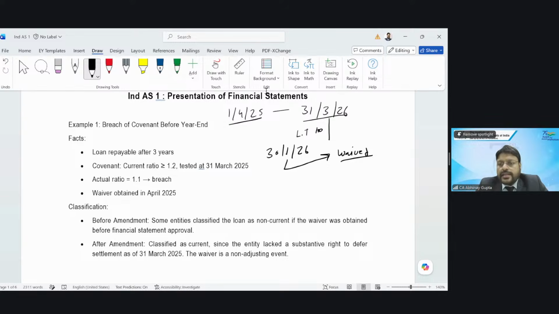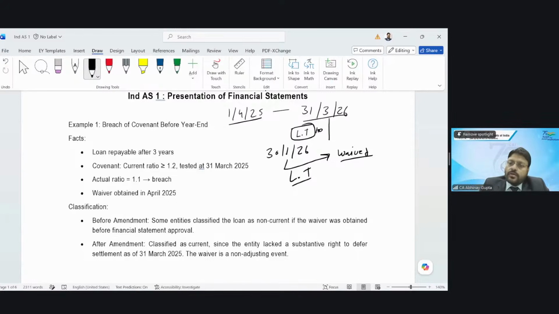By virtue of getting this waiver letter of their right to demand the loan upfront, we can continue to present this loan as long-term liability in that case, right? Now, the question is when the waiver needs to be obtained. So the older Ind AS 1, the older version before the amendment, right?